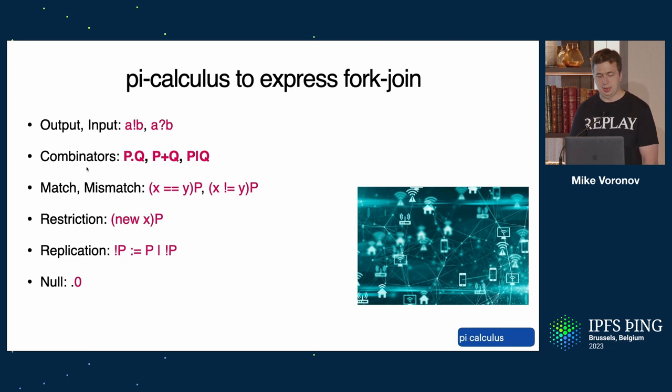But the most important thing in this task, to express the fork-join pattern, is the combinators. In pi calculus, there are three combinators: sequential execution, parallel execution, and so-called execution with errors. It's a bit more complex topic, but this presentation is not about that, and we can consider it as execution with catching errors. Also, there is a branch and there is a restriction. Restriction could be considered as scoping in usual programming languages. And of course, replication. Replication makes pi calculus Turing complete.